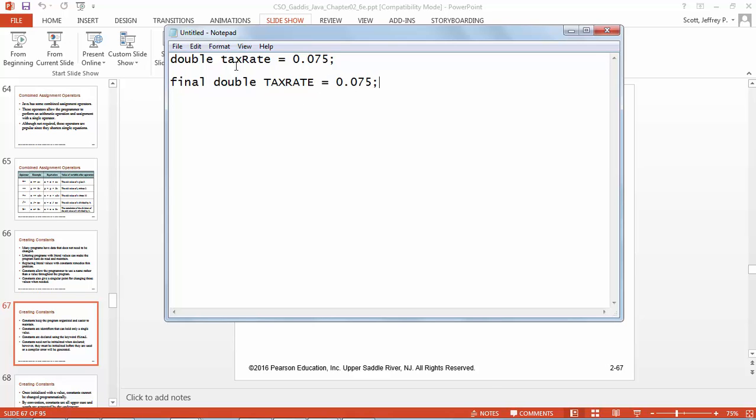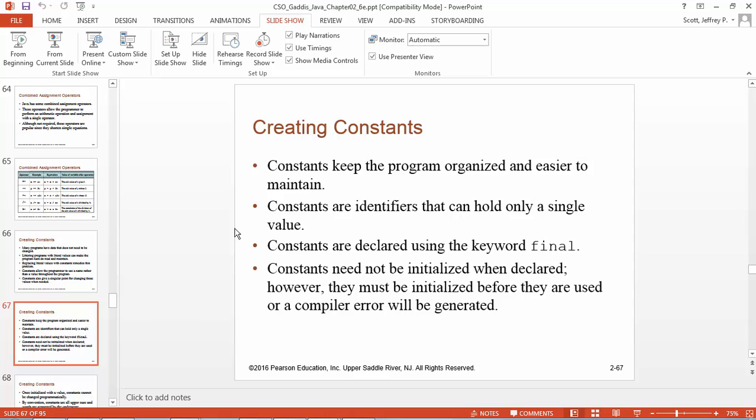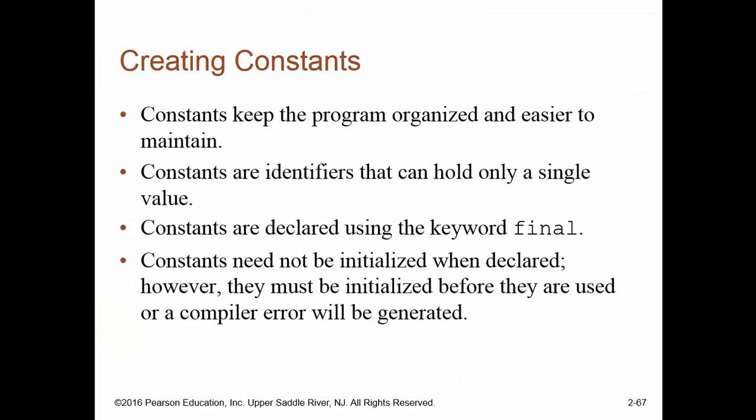0.075. The difference between this one and this one, forgetting about the case in the names, is that this one is a variable, so it's changeable. This is technically a variable too, but you cannot change its value once it has been set. And that's exactly what the author talks about on this slide.